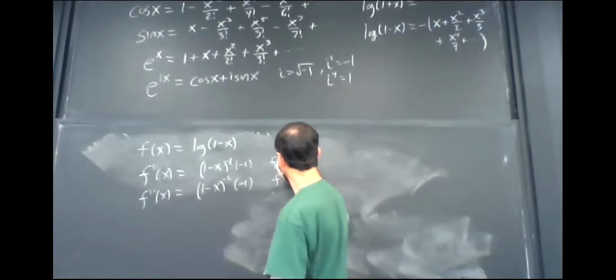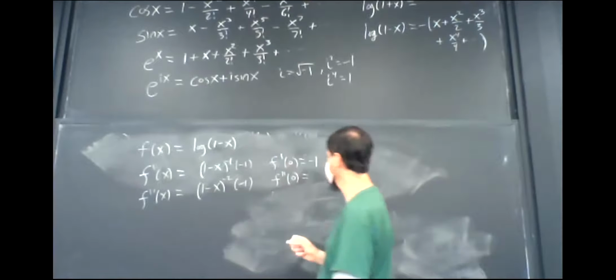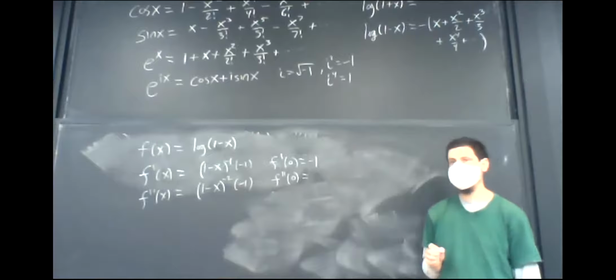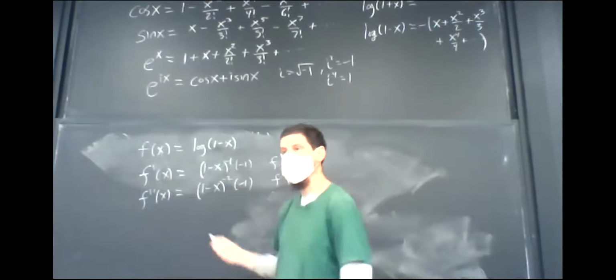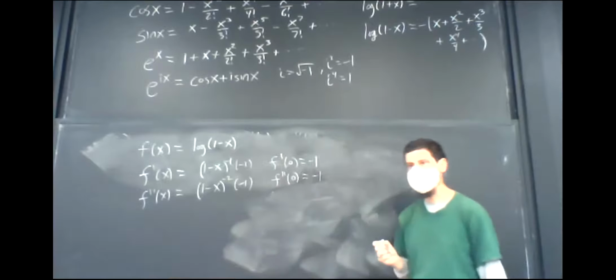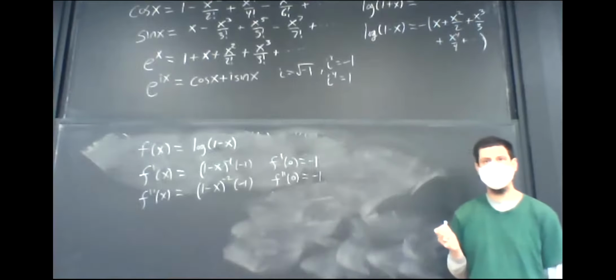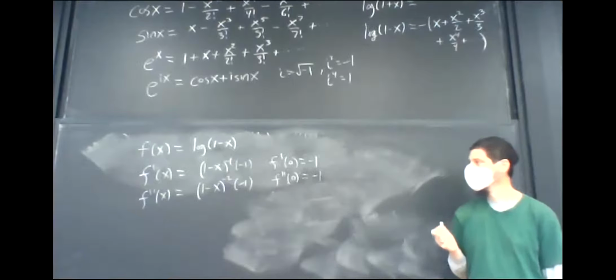And so f double prime of 0 is going to just be negative 1. What's f triple prime? It's just negative 1, right? Every derivative is going to be negative 1. Do we agree?